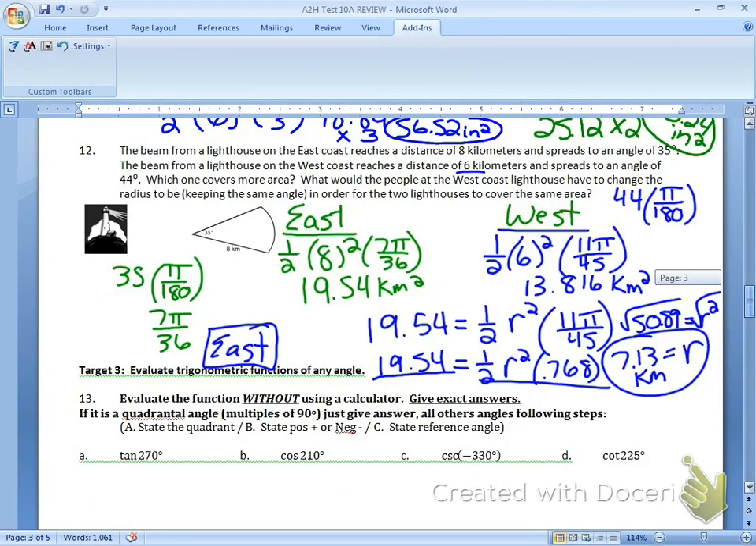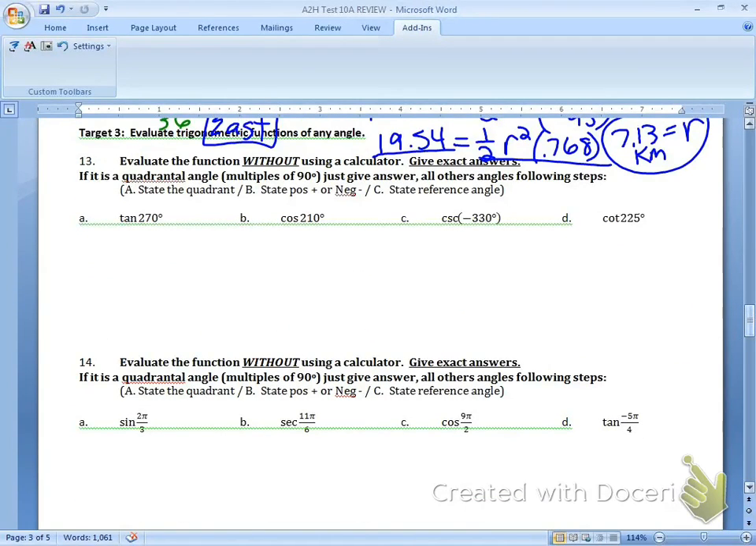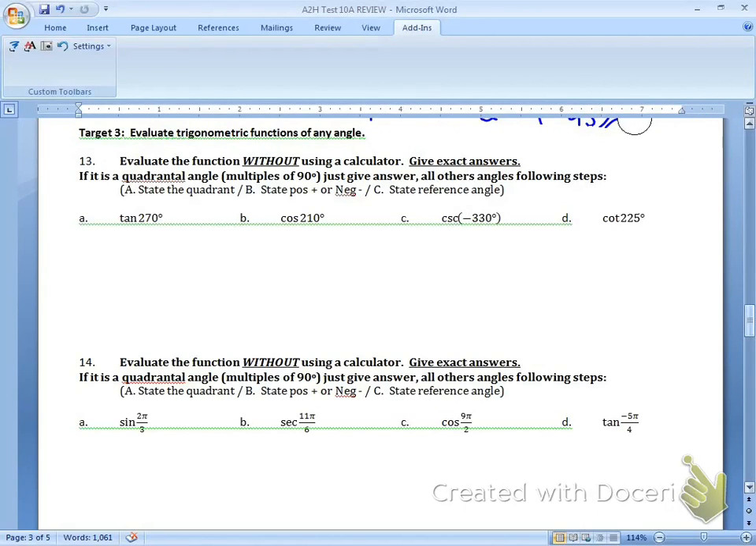Okay, target 3, which is, I know, the fun part we've all been waiting for. Let me erase this part here. Okay, evaluate the function without using a calculator. Give exact answers. That means we do not want decimals. We need to keep things in roots. If it is a quadrantal angle, which means a multiple of 90, so 0, 90, 180, 270, 360, and so on, then just give the answer. All other angles follow these steps.